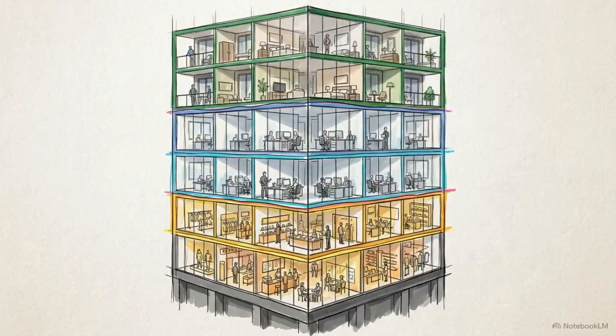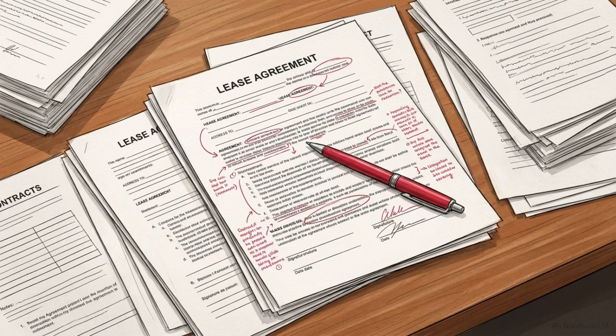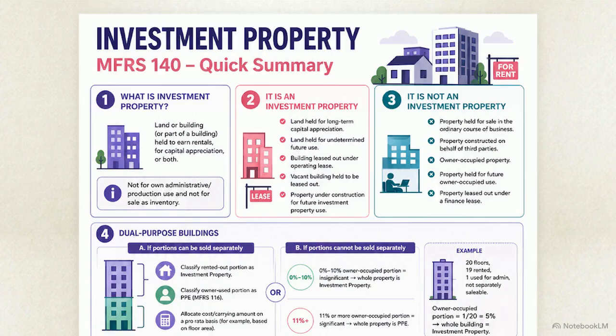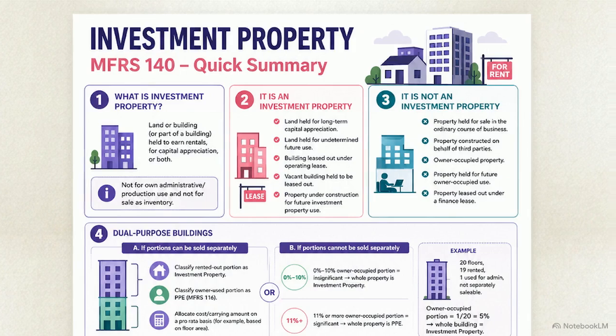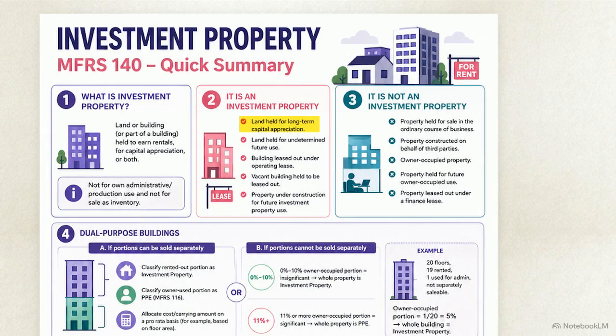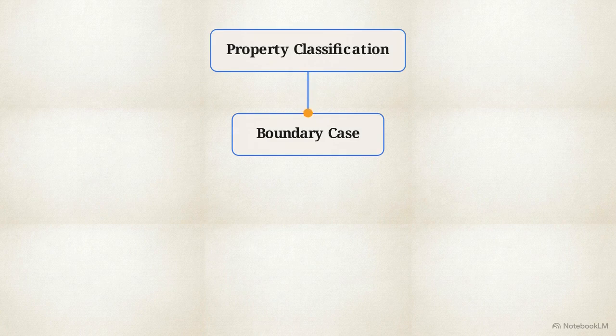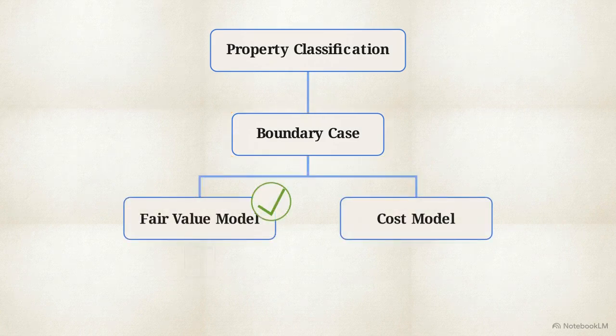In practice, corporate intent can be multifaceted. Buildings are often mixed use, and service agreements can complicate leases. These scenarios require a systematic framework to ensure consistent classification. The MFRS 14 standard provides baseline definitions to distinguish between different asset types. Sections 2 and 3 of this summary clarify that land held for long-term appreciation is an investment property, while owner-occupied property is not. By constructing a logical decision tree, we can move through these definitions to address complex boundary cases, select the correct measurement rules, and record the resulting accounting impacts.